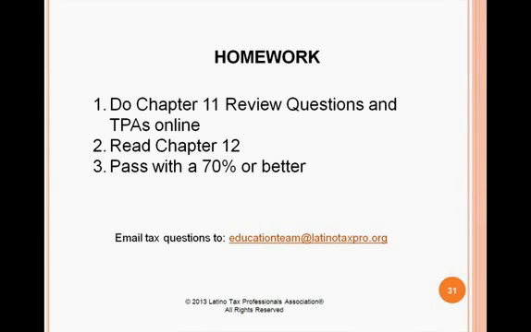That essentially covers, in general, adjustments to income. There can be other options. Please look at and review in the book everything about adjustments to income. In the meantime, do the Chapter 11 review questions and TPAs online. Be sure to read Chapter 12. And of course, any questions or TPAs you need to pass with a 70% or better. Thank you.